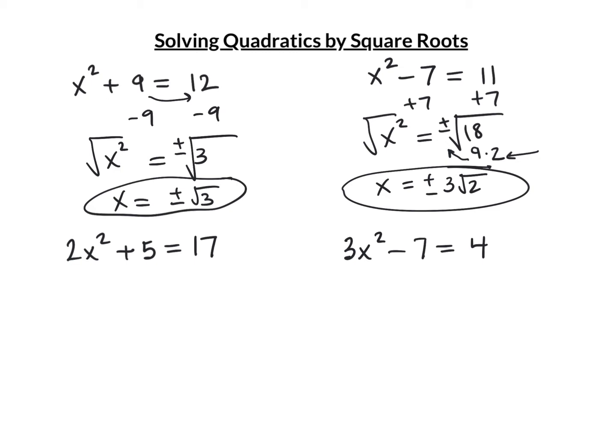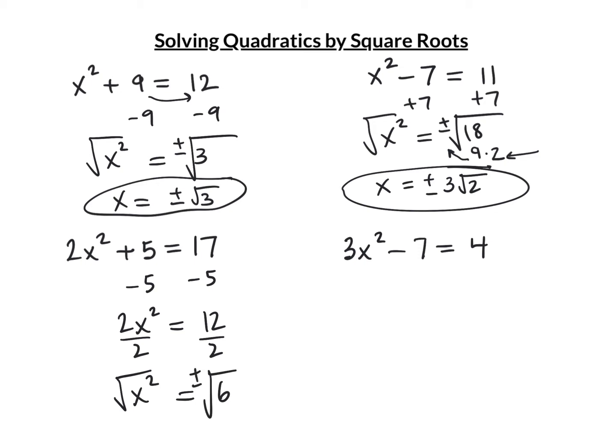This next one, I'm going to take a 5 off each side, and I get 2x squared equals 12. I'm going to get the square by itself. I'll divide both sides by 2, and I get x squared equals 6. I'll take the square root of both sides and put my plus or minus, and I get x equals plus or minus the square root of 6.